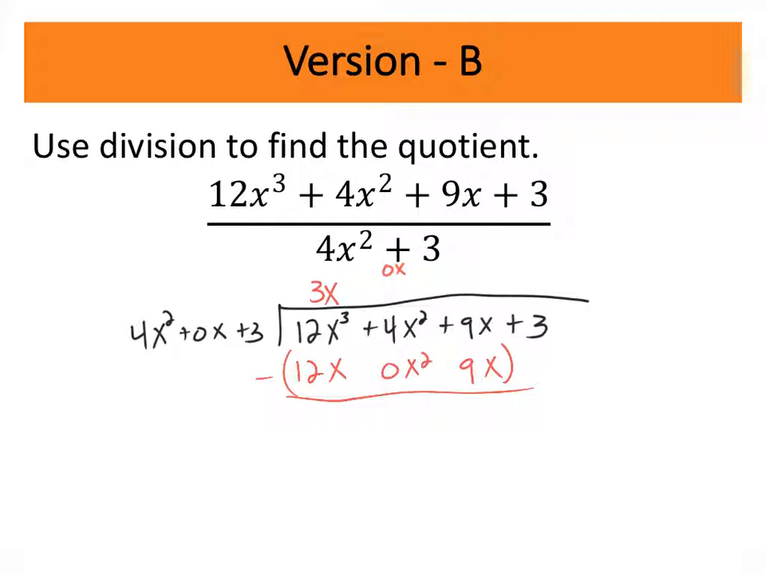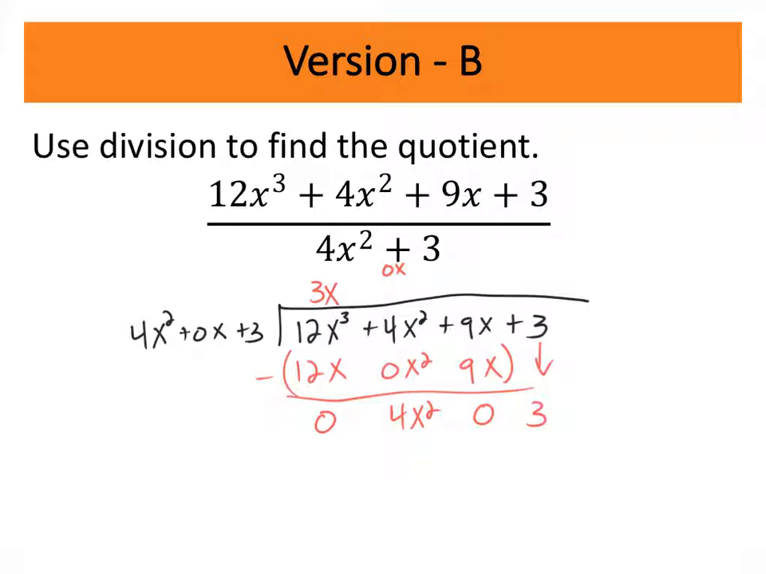So 12x cubed minus 12x cubed is 0. 4x squared minus 0 is 4x squared. 9x minus 9x is 0. And I bring down my next term, which is 3. Changing colors for your help. I need something up here multiplied by 4x squared plus 3 to be 4x squared plus 3. Oh, hey, look, that's 1.